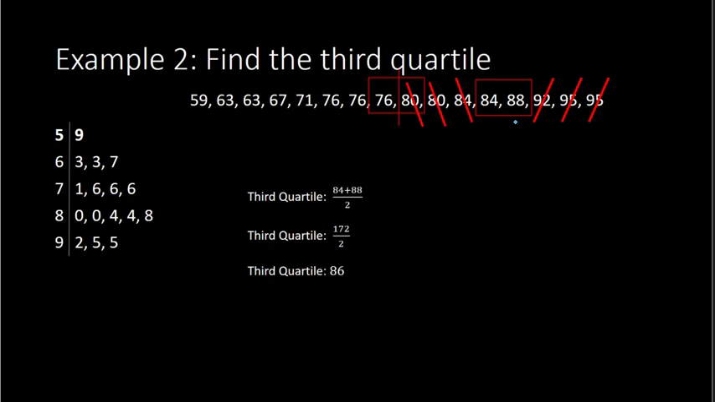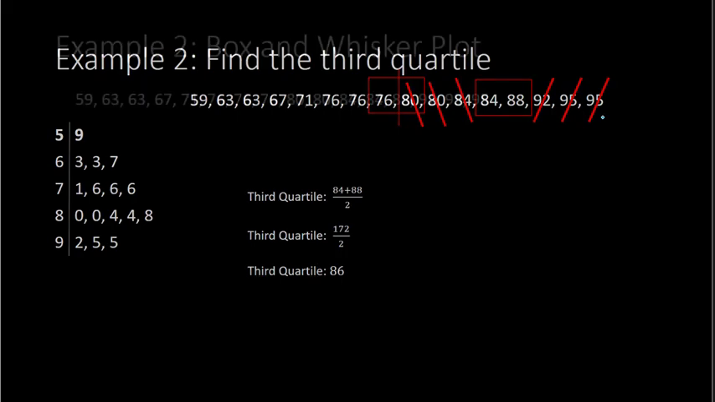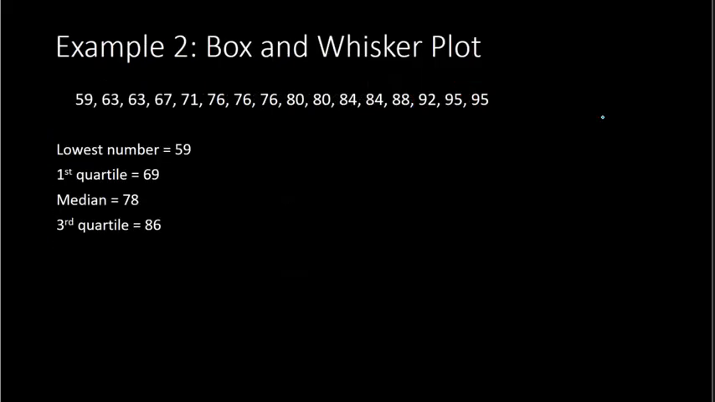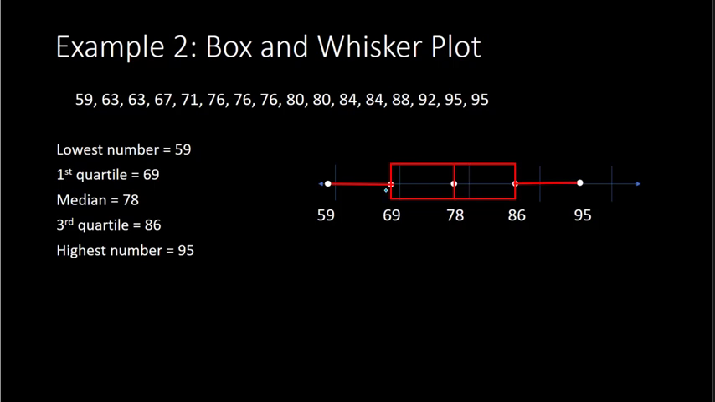So I have found the median, the first and third quartile, and I know the smallest number is 59 and the largest number is 95. I can take each of those numbers and use that to find my box and whisker plot. So the box and whisker plot is going to have a number line with each of these numbers on that number line. So here we see our number line with the numbers that we see on the side.